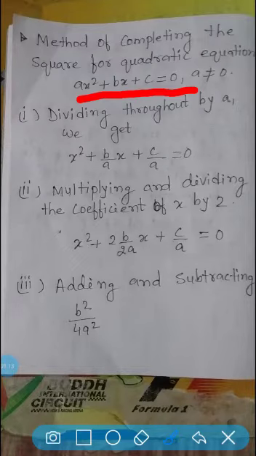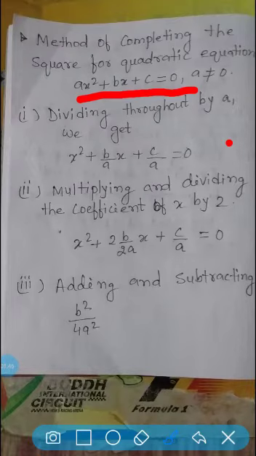Is that okay? First step, what we have to do? We will divide all the equation by the coefficient of x square. After that, now it's the time of x. So what we have to do? We will multiply and divide the coefficient of x by 2. So that here x square plus 2 multiplied and divided by 2, b by a, so 2b by 2a, plus c by a is equal to 0.